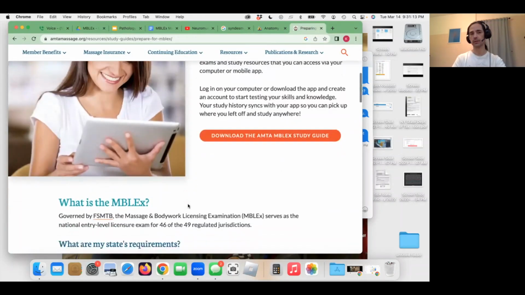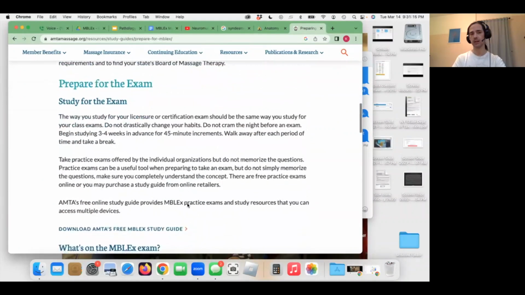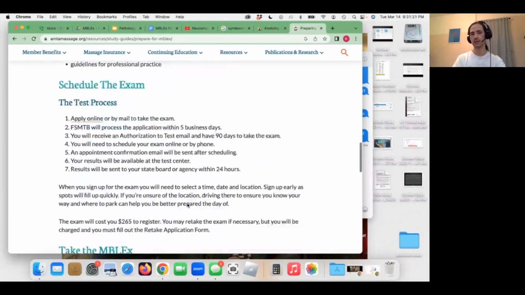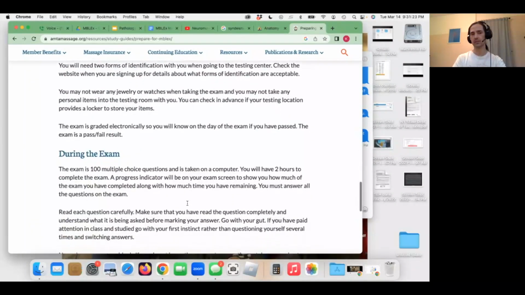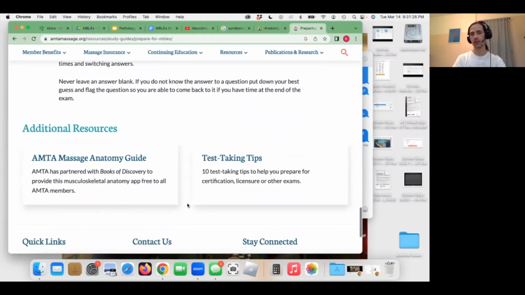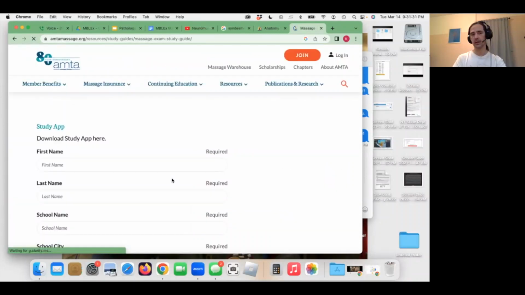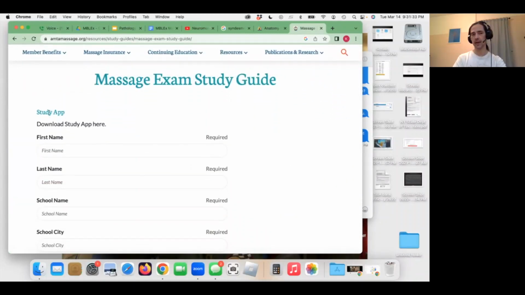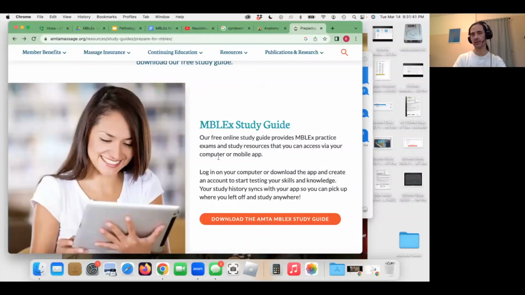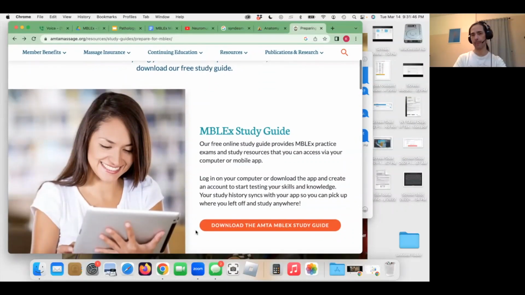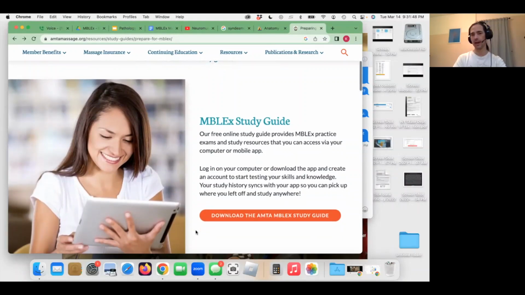As far as the MBLEx mock exam, I didn't know that there was one on the AMTA website. What I see is that there's a study guide, and the study guide that I'm aware of is the app, and that's what I'm using here. Is there an exam on the website, or is it just the app? It's just the app, but through the computer. The app through the computer. Okay.